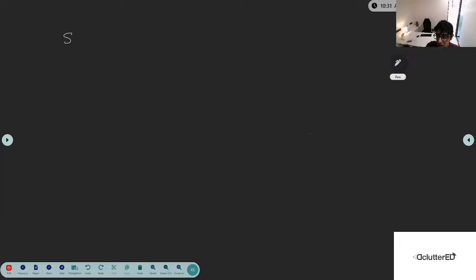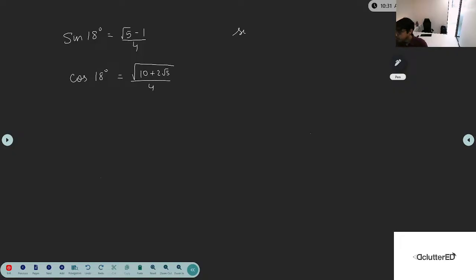So let's see, sine 18 degrees is equal to root 5 minus 1 by 4 and cos 18 degrees is equal to root of 10 plus 2 root 5 by 4. Sine 36 degrees is equal to root of 10 minus 2 root 5 by 4 and cos 36 degrees is equal to root 5 plus 1 by 4.